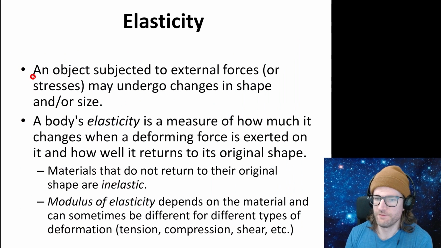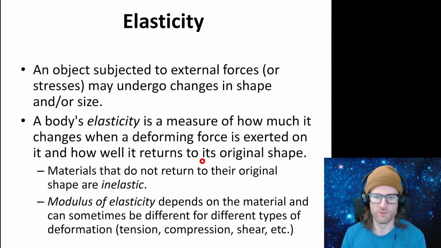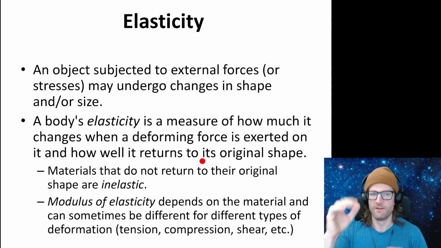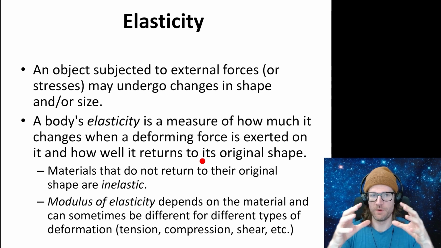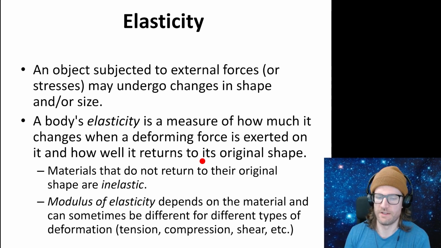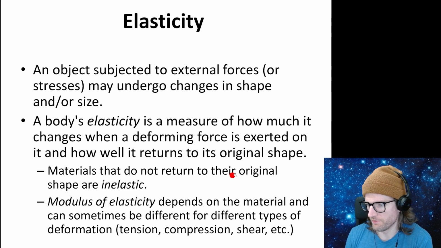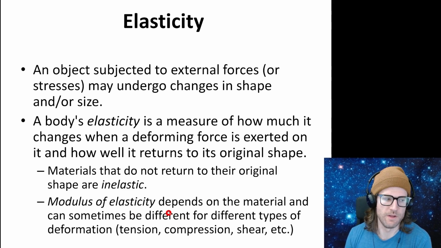Okay, elasticity. An object subjected to external forces may undergo changes in shape or size. That happens to everything. But a body's elasticity is a measure of how much it changes when a deforming force is exerted on it and how well it returns to its original shape. Of course I can exert a force on anything and it might just break. But if I exert a force and it comes back to its original shape, then that thing has elasticity. Materials that do not return to their original shape are inelastic. And then we have the modulus of elasticity, which describes elasticity behavior.